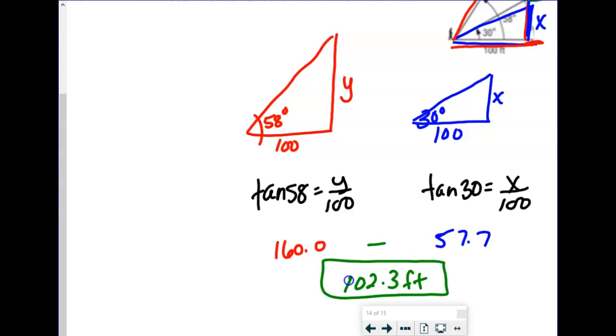So that's a good example of using right triangle trig to indirectly measure something that we just can't measure. Unless we want to use something else, which we will learn about in a couple, well, probably next week. No, I take that back. It won't be next week.